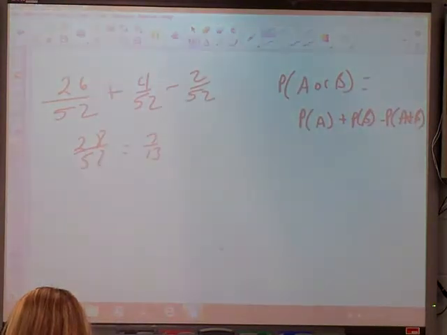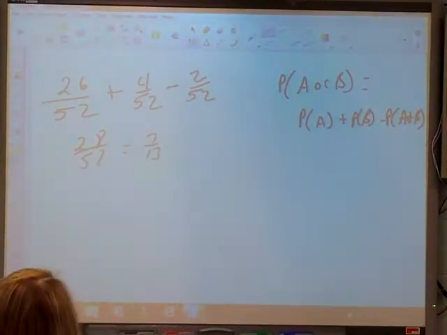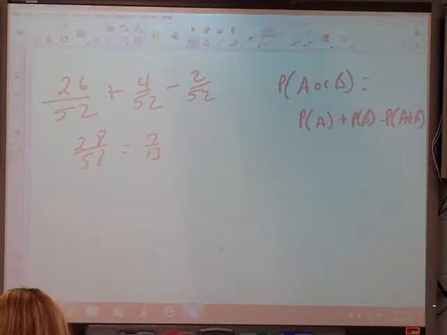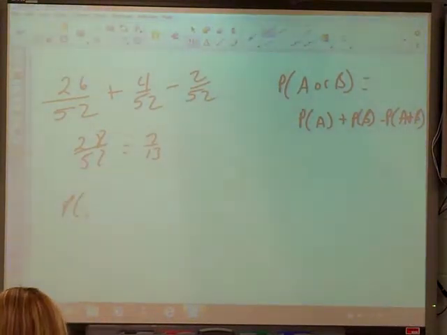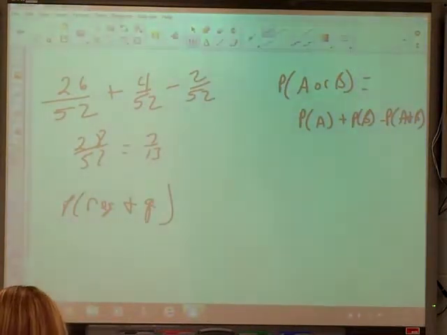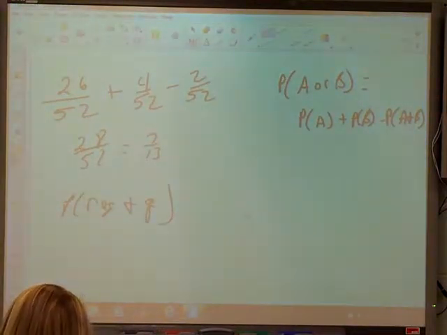It says choose a card at random, do not replace it, and then choose a second card. Find the probability that you choose a non-face card followed by a queen. So we're looking for the probability of a non-face card, so I'm just going to say a regular card because I should have said number card. Non-face card and a queen. When it's and, you're multiplying.